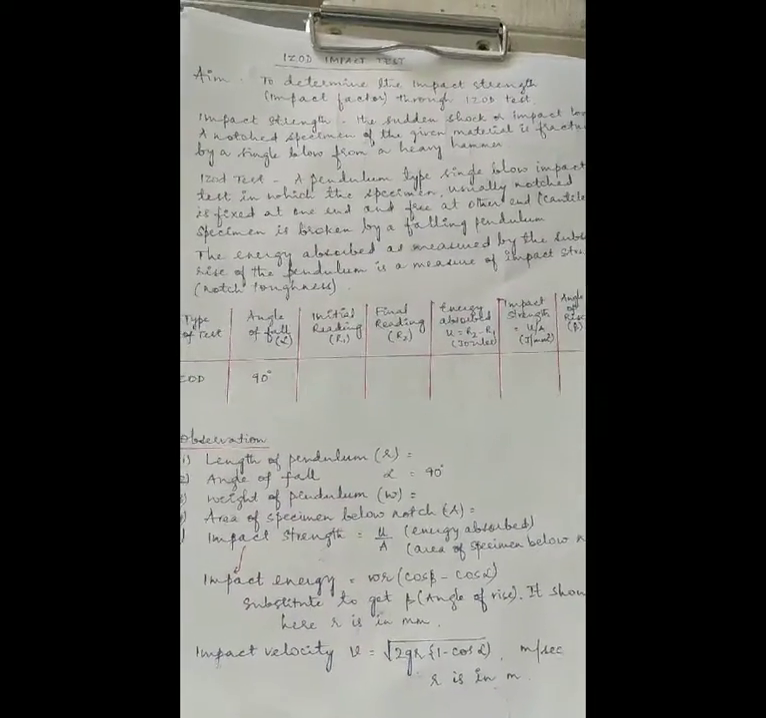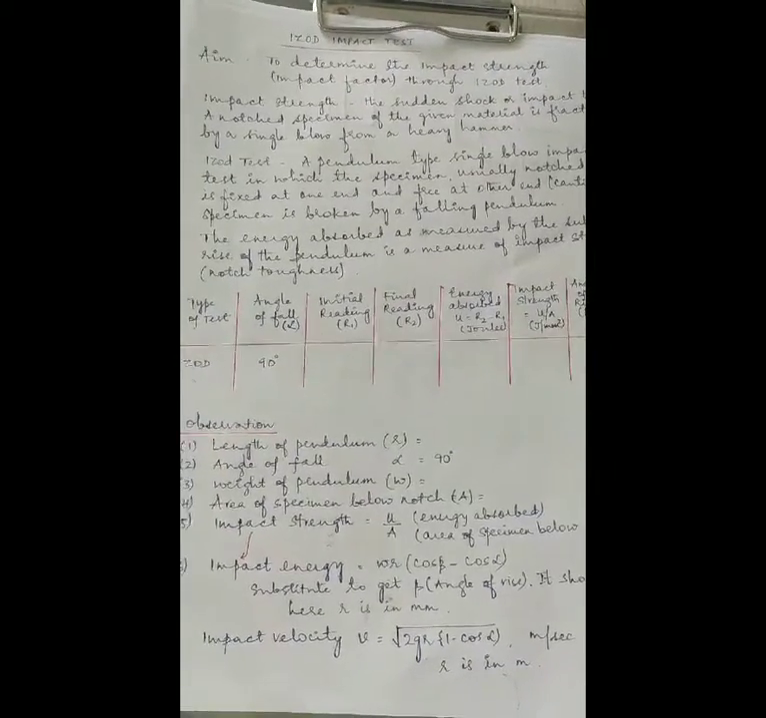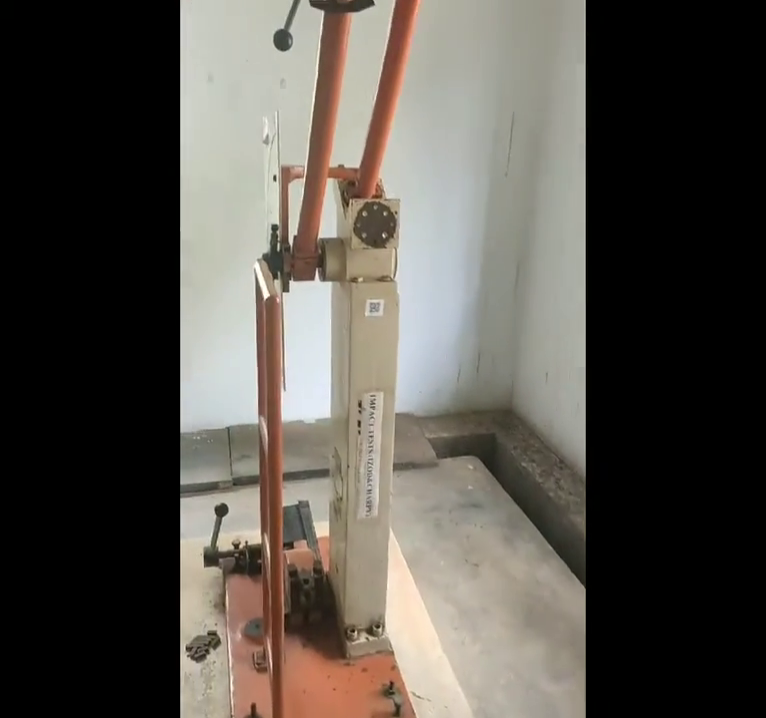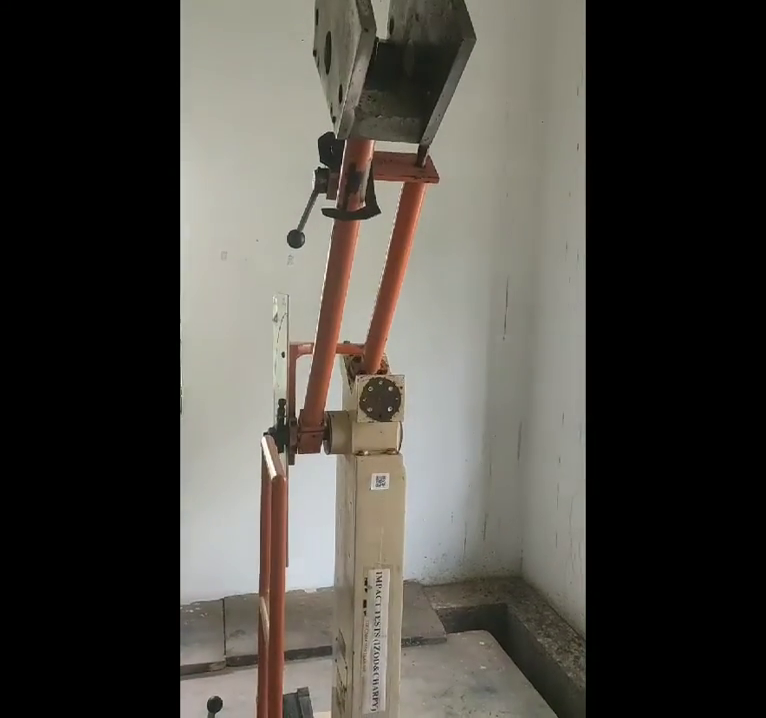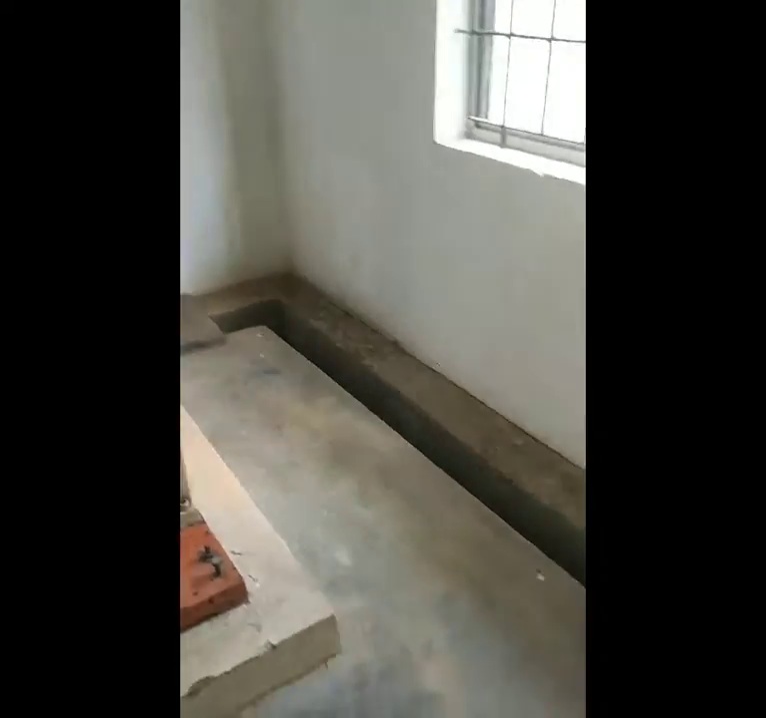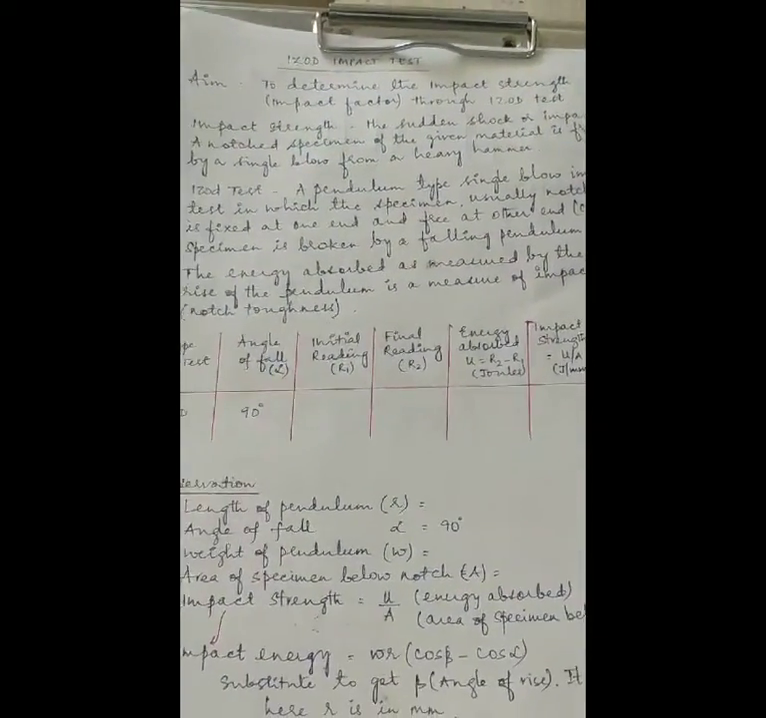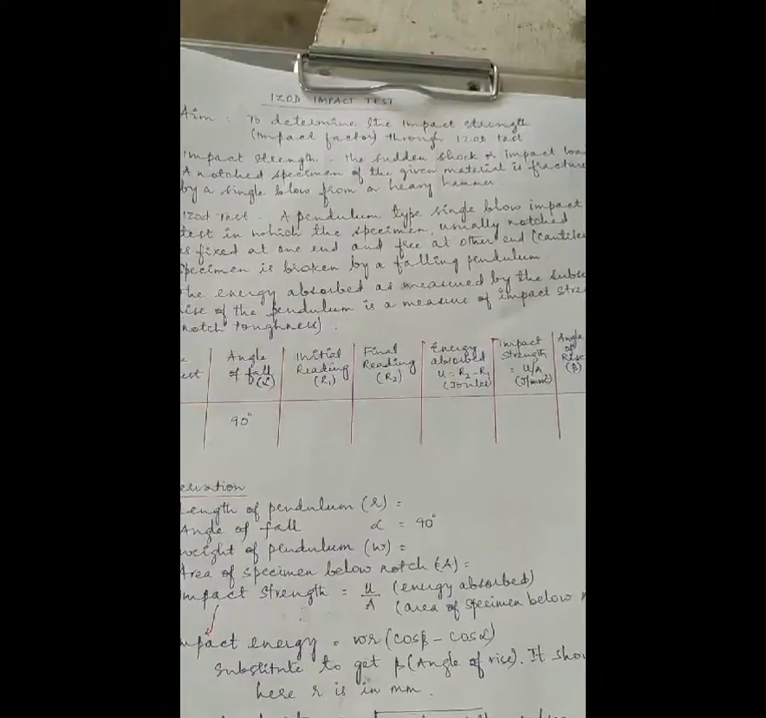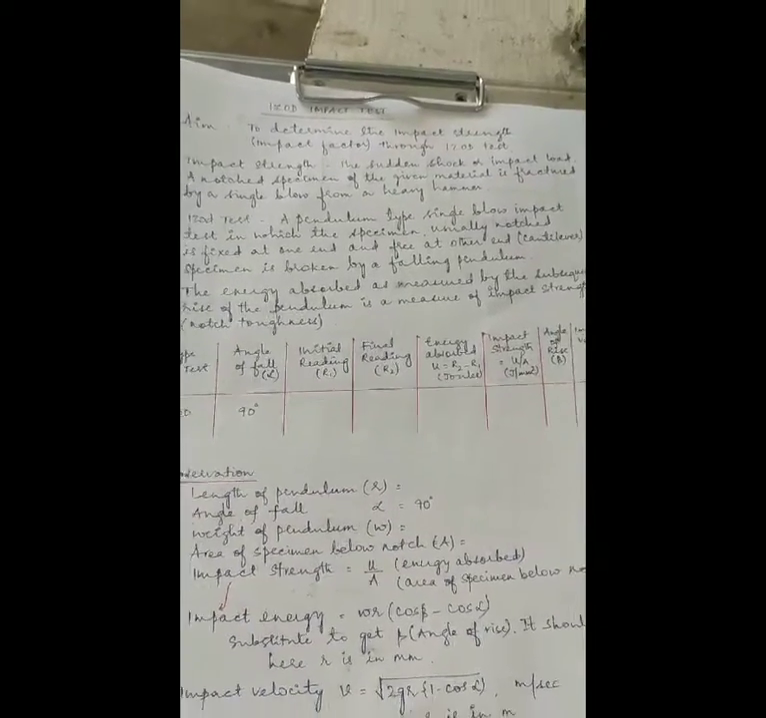Good morning, friends. Now we are having the Izod impact test. We are now in front of the impact testing machine. First we'll see what impact strength is. Impact strength is nothing but the resistance against sudden shock or impact load. Here we are using a notched specimen of the given material that is going to be fractured by a single blow from a heavy hammer.